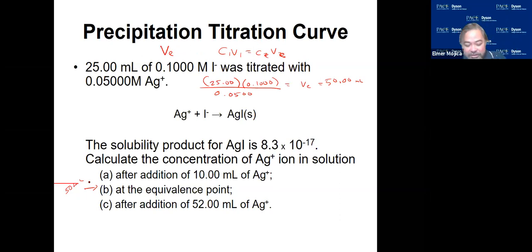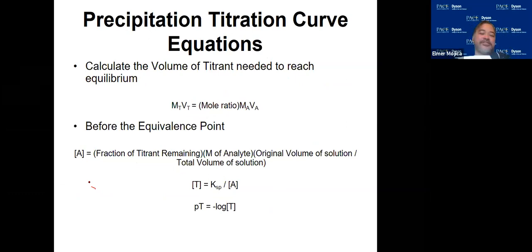Now the question is, how are we going to answer them? So I think I have a step-by-step here. We already did the first one: calculate the volume of the titrant needed to reach the equivalence point. And we found out it's around 50 mL, right? So it's C1V1 equals C2V2. The mole ratio is 1:1. So before equivalence point, this is what we're going to do. A is for the analyte, T is for the titrant.